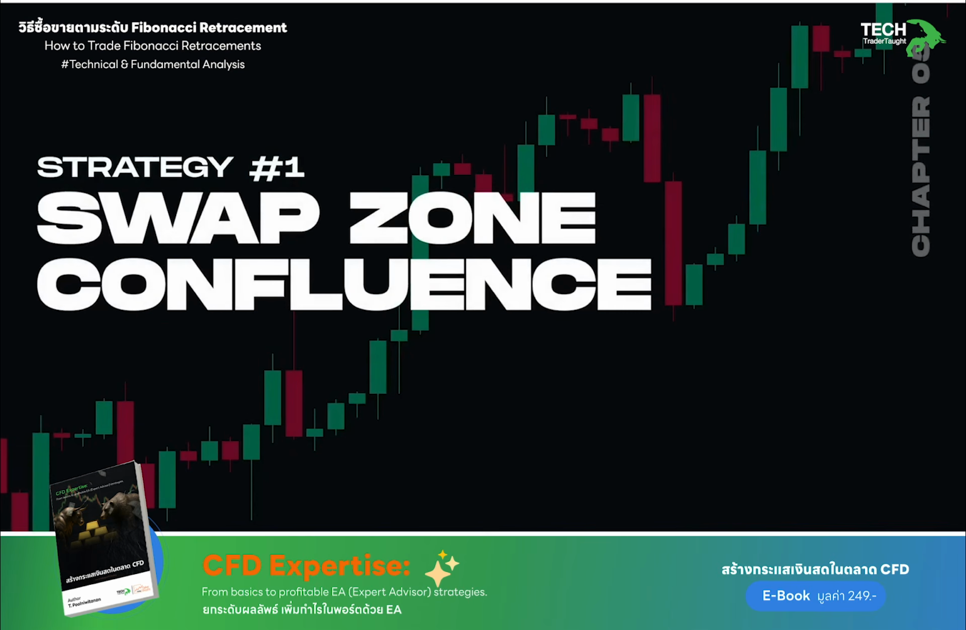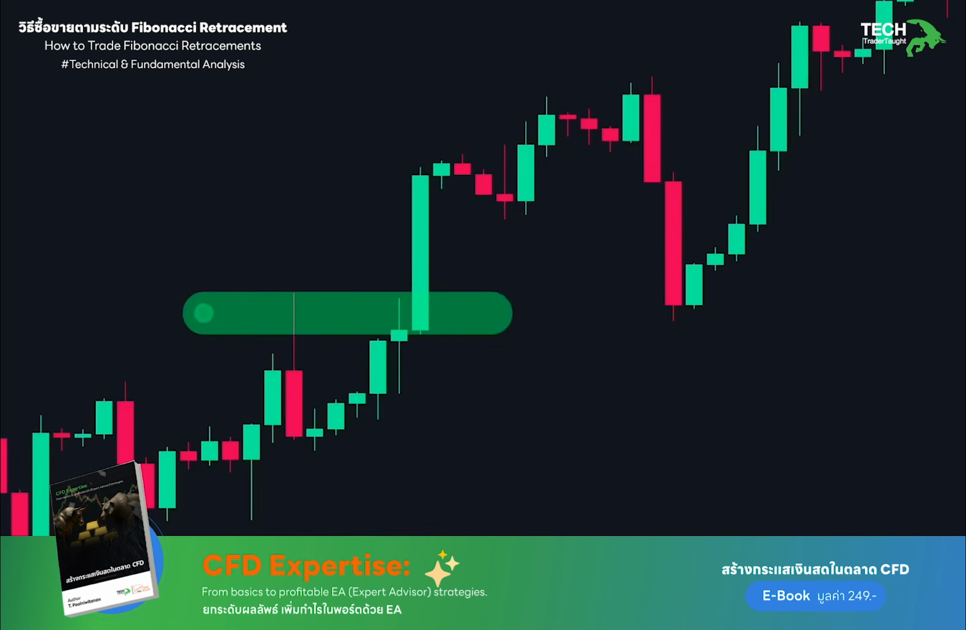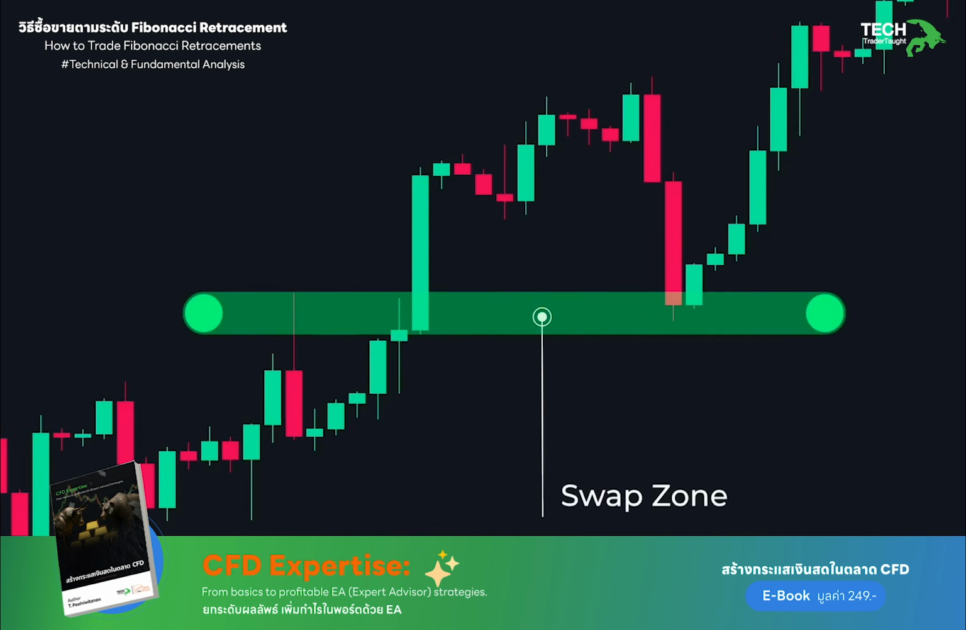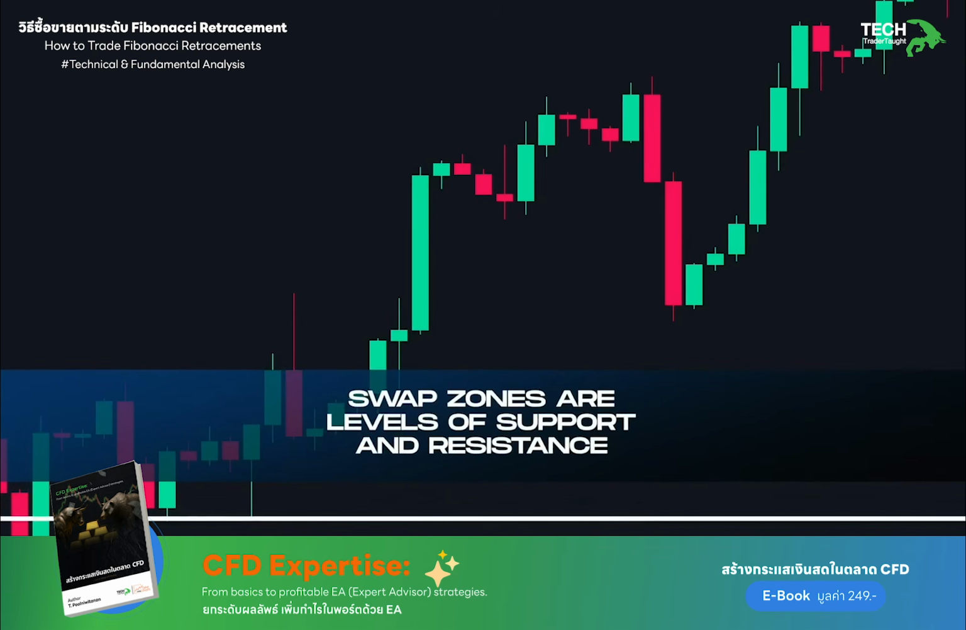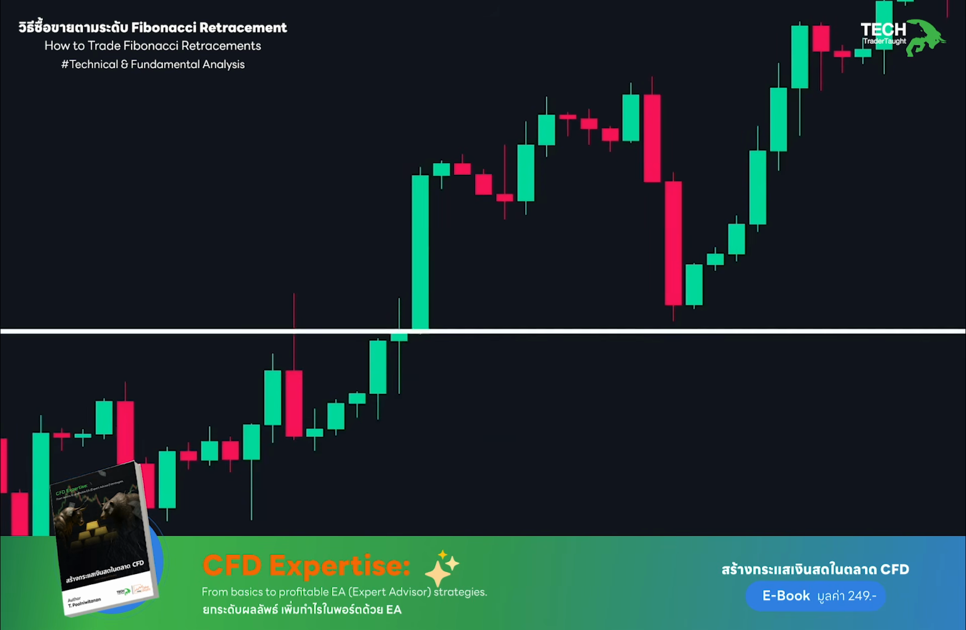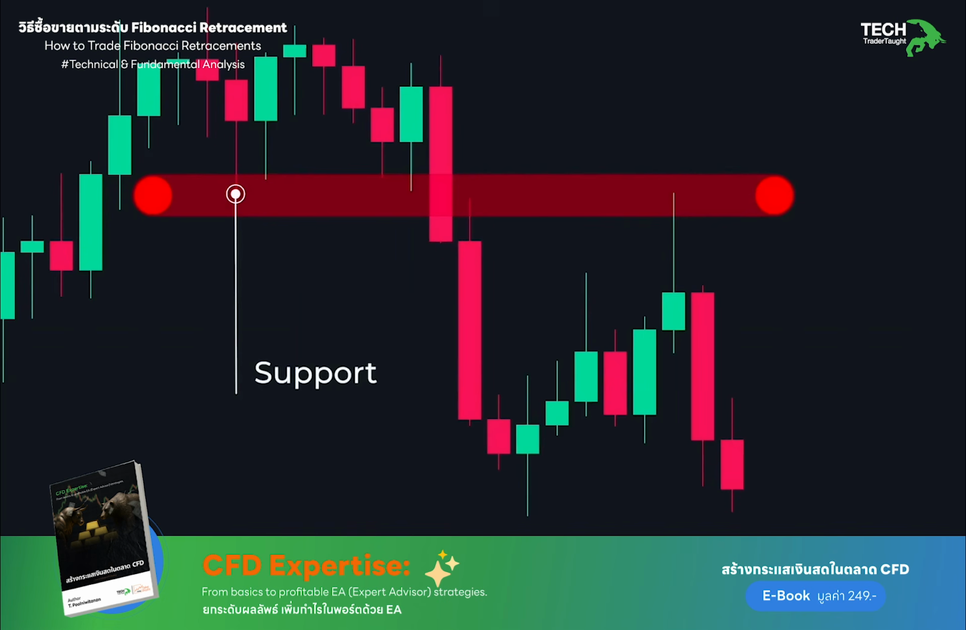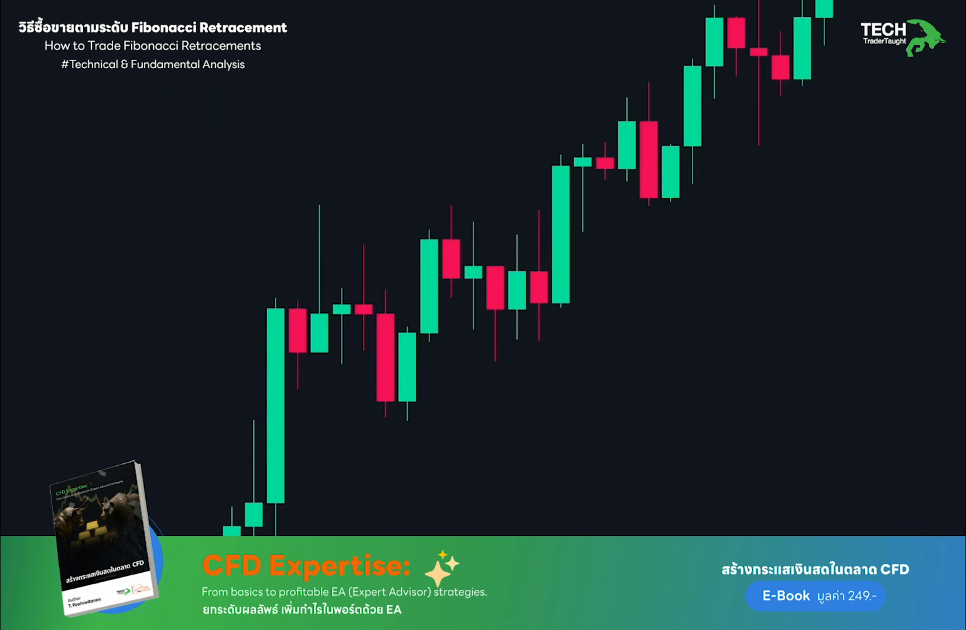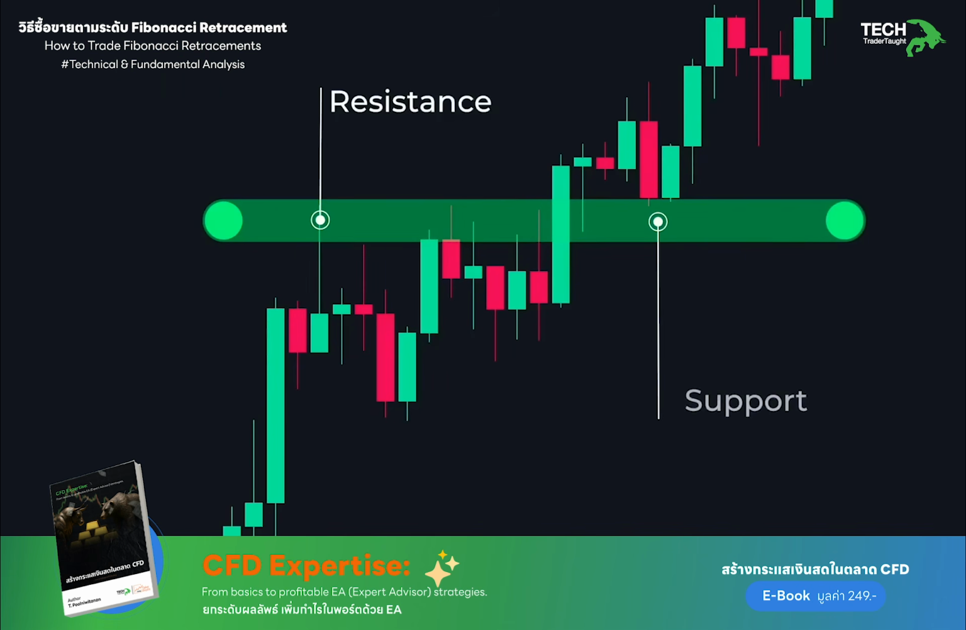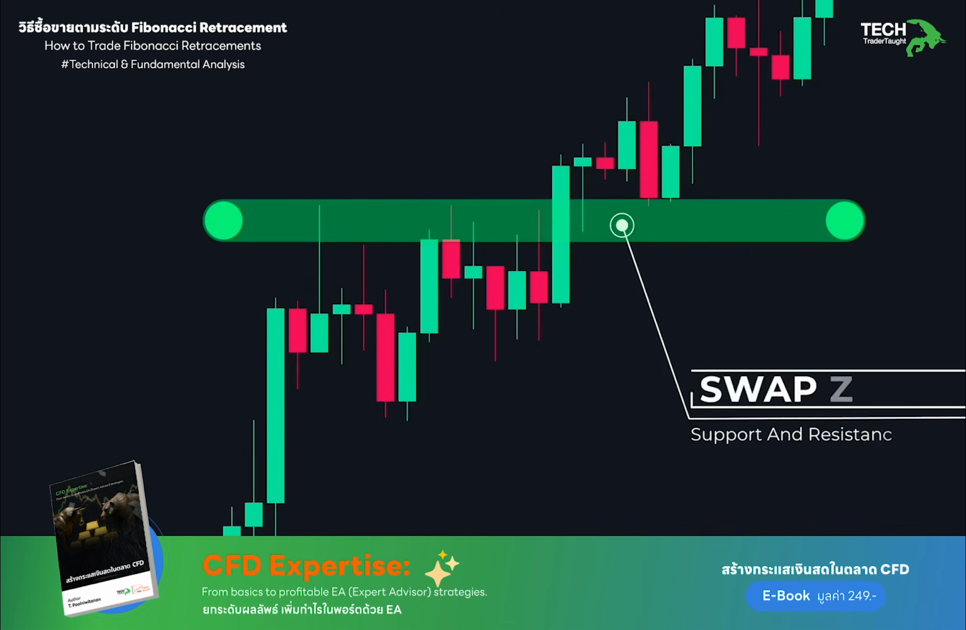Here, strategy number 1, swap zone confluence. Swap zones are one of our favorite techniques to add confluence to any strategy. Swap zones are nothing but levels of support and resistance. When the price breaks below a support level, it becomes a resistance level. Similarly, when the price breaks above a resistance level, it becomes a support level. Since the support and resistance swap with each other, we call them swap zones.